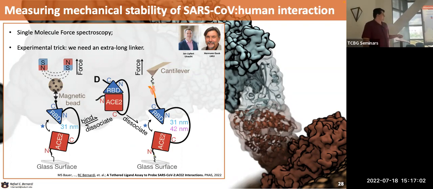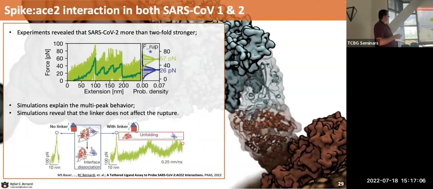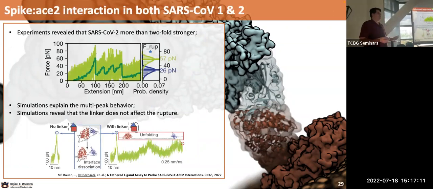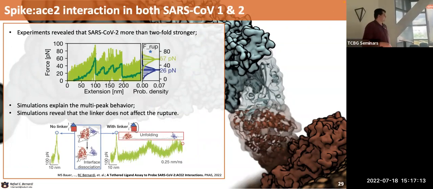But first of all, when we did that, they were not sure. The results that they got were something like this: these multiple peaks, and they had no idea where these peaks were coming from. So we decided we were going to need to do the simulation the same way with this long linker. When we did that, we observed that the long linker caused the unfolding of the RBD. When you're pulling on the system that way, you actually make the RBD unfold. So all these peaks are because of the RBD unfolding.